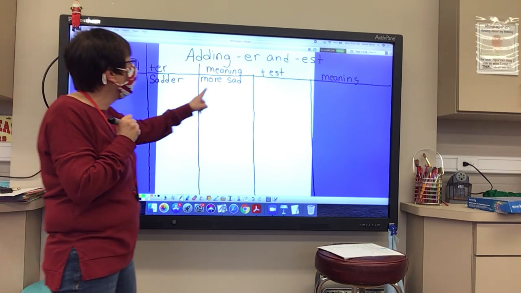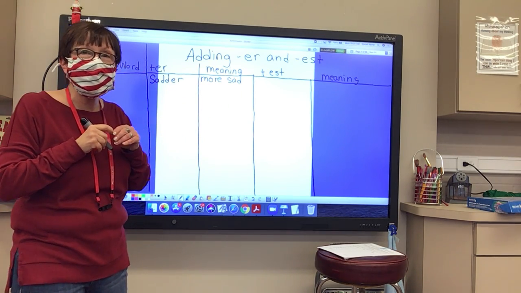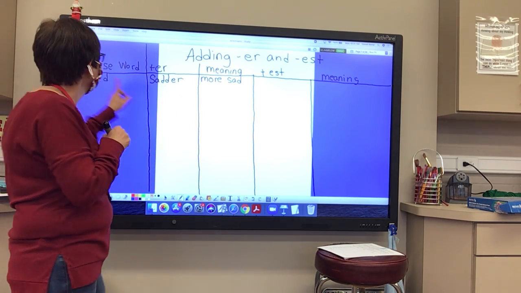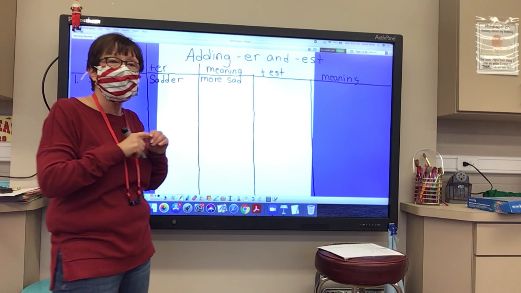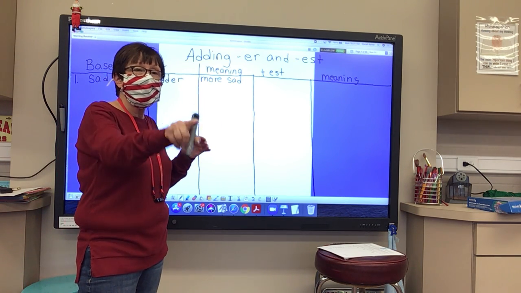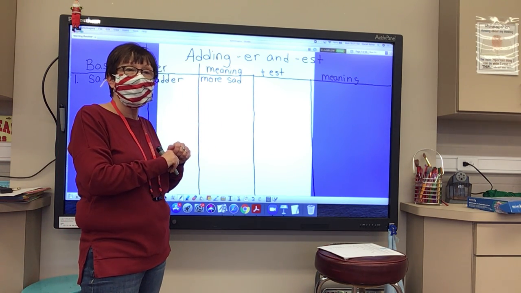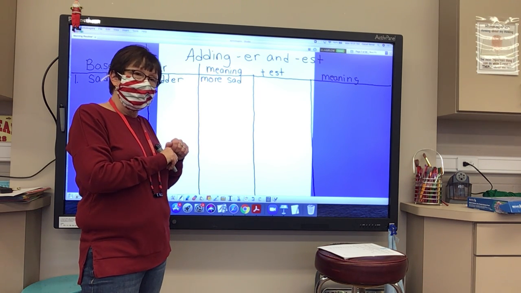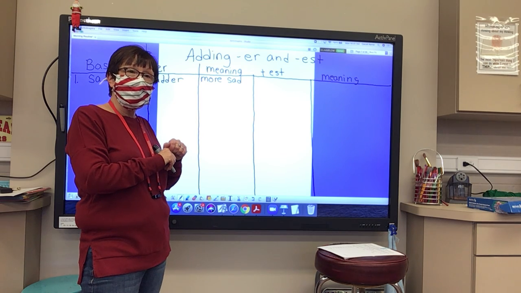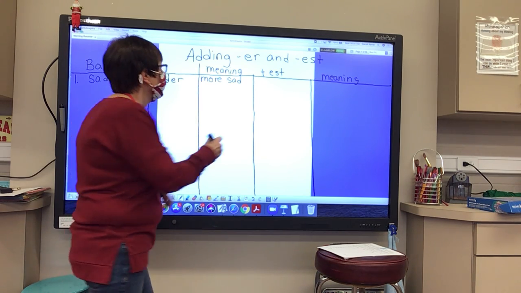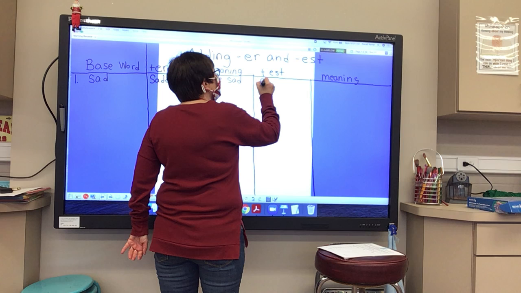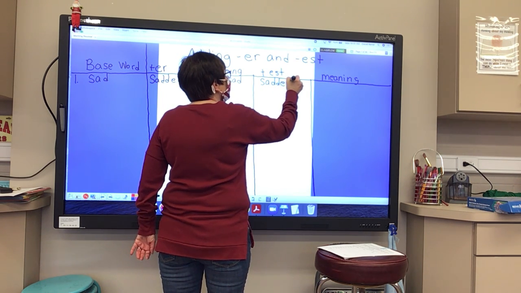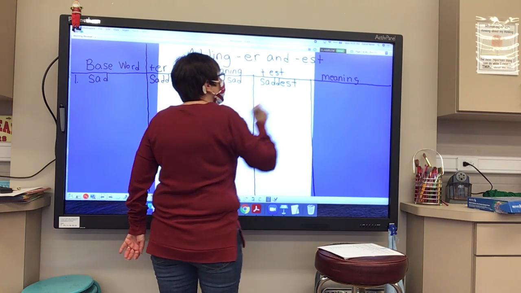So now we have plus EST. And the same rule applies for adding EST. We have consonant, vowel, consonant. You tell me, Ethan, how am I going to spell sad plus EST, and what word is that? Saddest. And how do I spell saddest? S-A-D-D-E-S-T. We're going to write that.